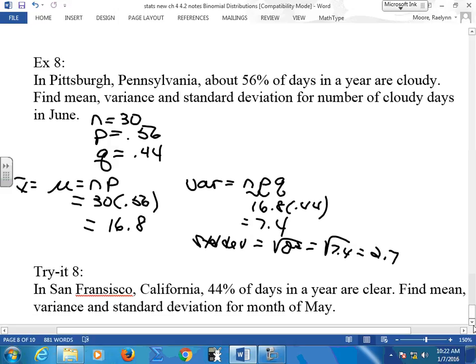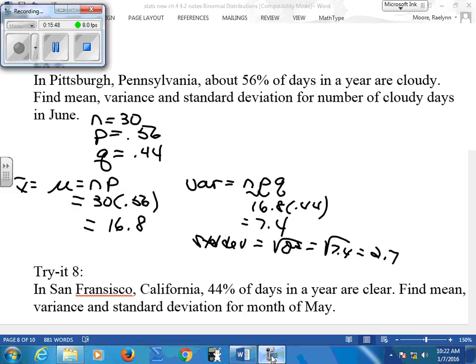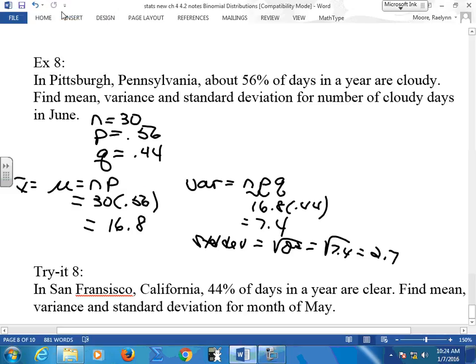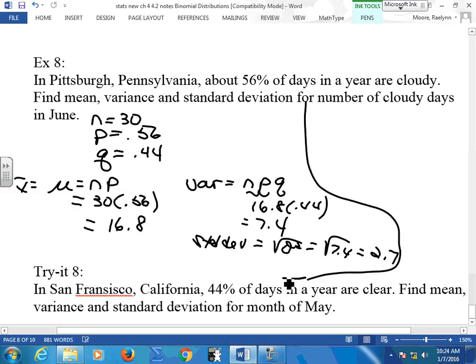Having your mean, your variance, and your standard deviation. I'm going to do it over here because I'm kind of out of space down here. So for the month of May, we said we had 31 days. What's your probability that it will be clear? 0.44. What's the probability that it will not be clear? 0.56.